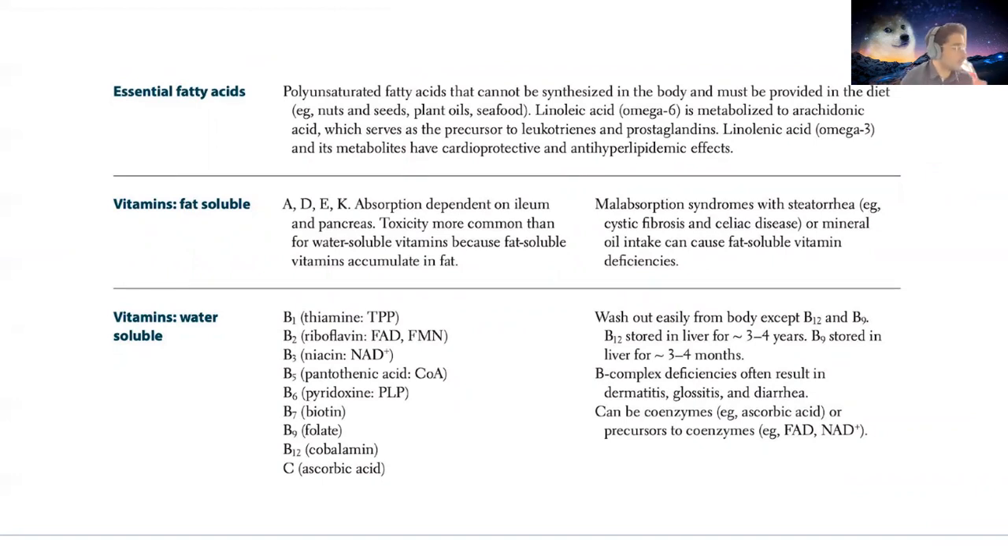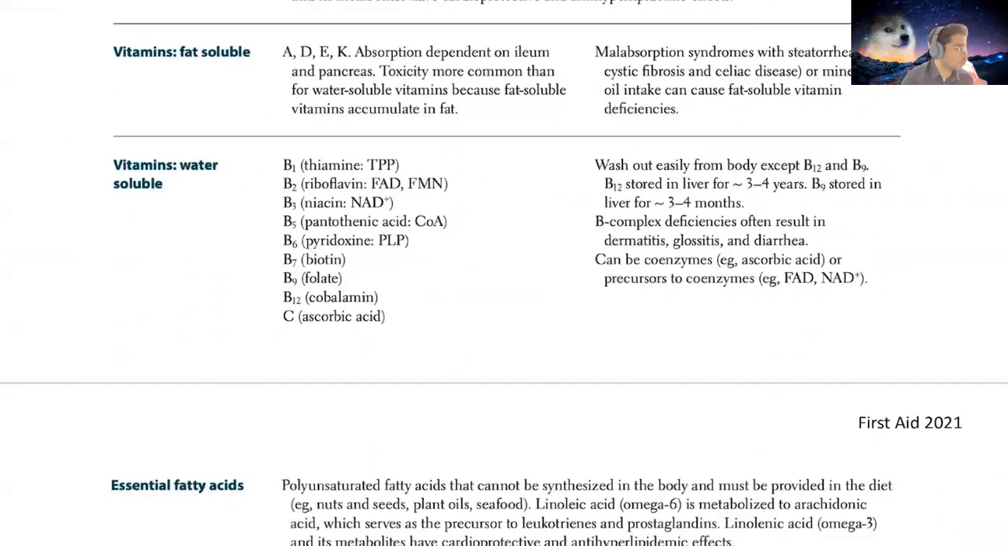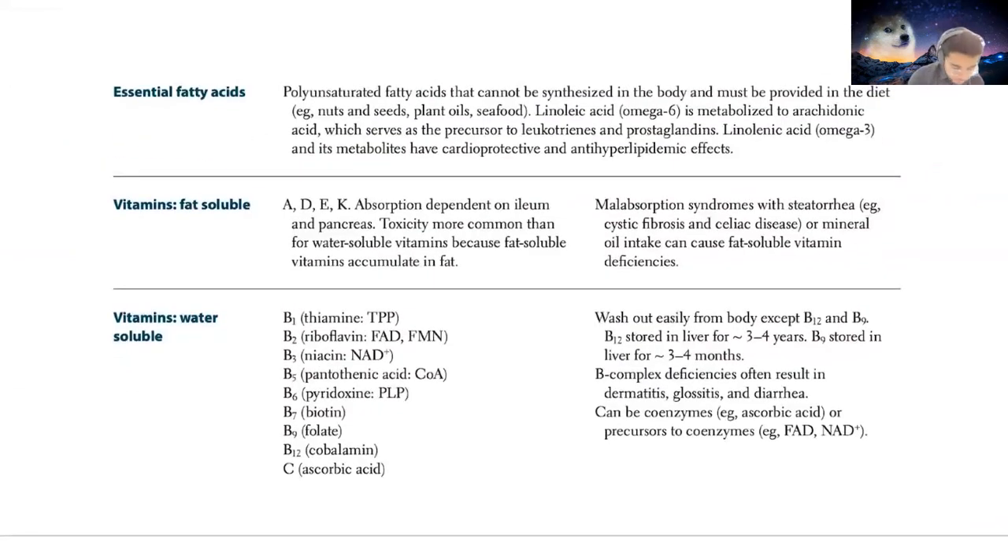In terms of fat soluble, water soluble are less ones to worry about, but I do want to point out a couple of things. B12 is actually stored in the liver for up to 3 to 4 years. Okay, B9 is stored for about 3 to 4 months. Those are the ones to keep in mind. Those are the little exceptions. Everything else gets washed out very quickly. That's why if you have a whole bunch of vitamin C, you don't suddenly show up with hypervitaminosis in the emergency department. Whereas if you took too much of your ADEK vitamins, you could potentially get into a lot more trouble.